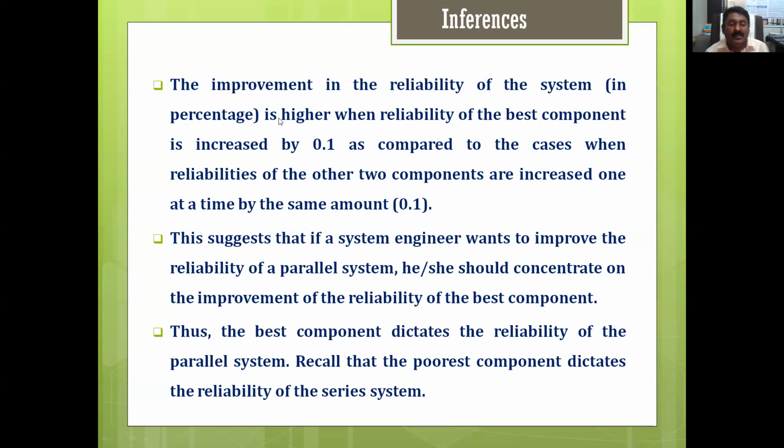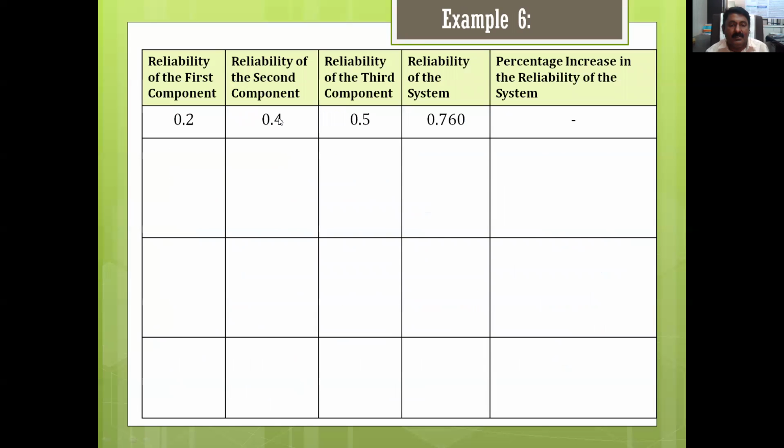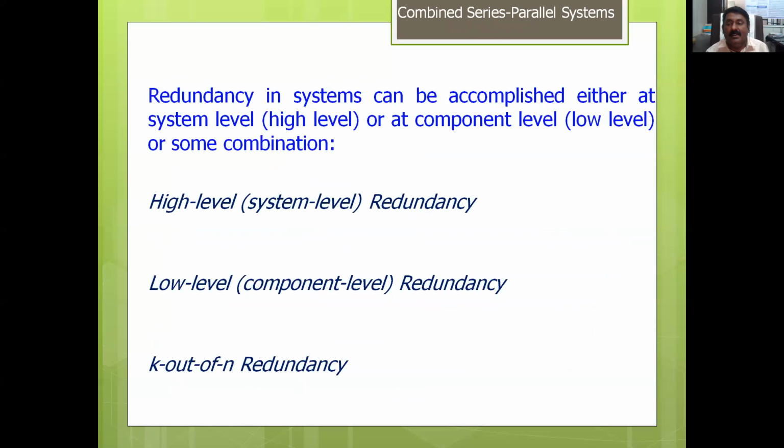Friends, this is about this parallel system. And then there is a combination also based on redundancy, that is the combination of series parallel. So redundancy, high level, low level, and k out of n, with one or two numericals for this and one numerical for k out of n.